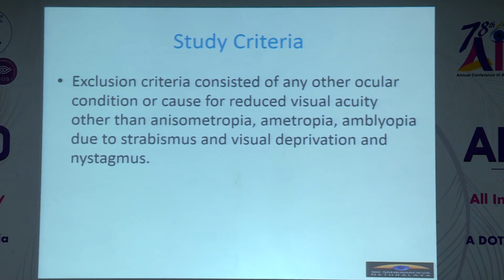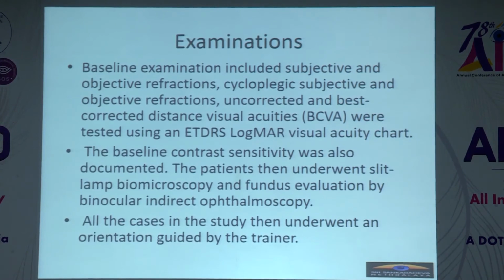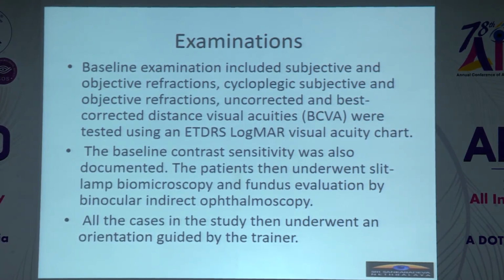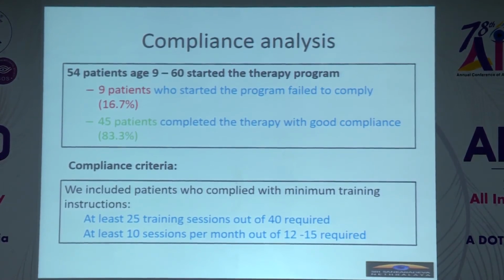The exclusion criteria consisted of any other condition or cause of reduced visual acuity other than anisometropia, ametropia, amblyopia due to strabismus, visual deprivation, and nystagmus. A baseline examination included best-corrected visual acuity, contrast sensitivity, detailed anterior segment evaluation, and fundus evaluation. All the cases in the study then underwent an orientation guided by the trainer. So 55 patients were there.